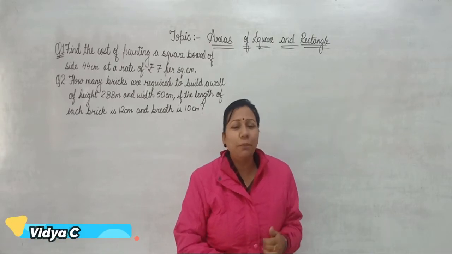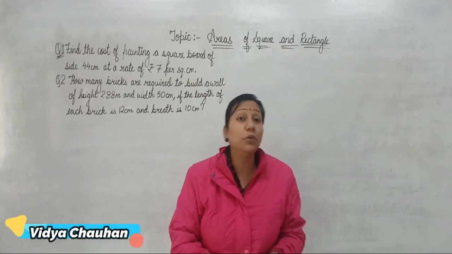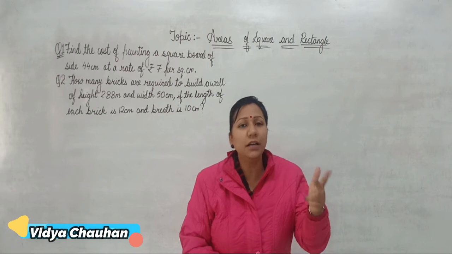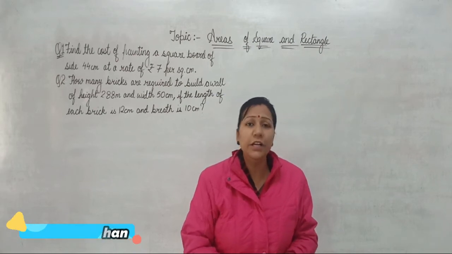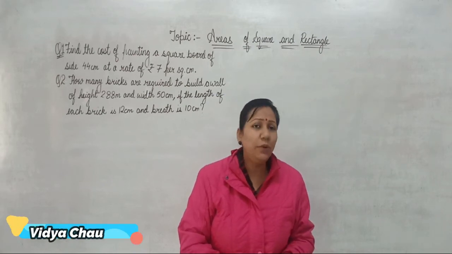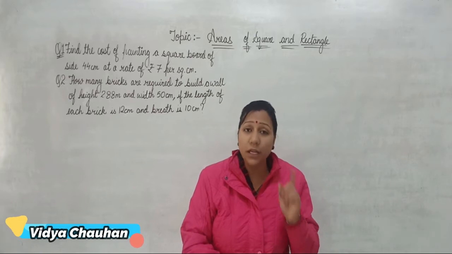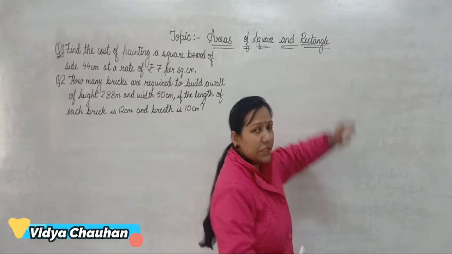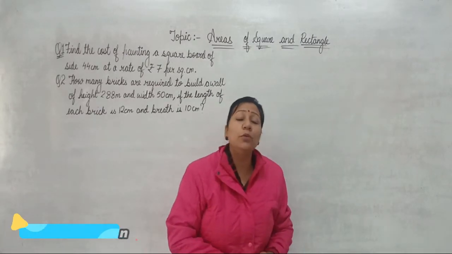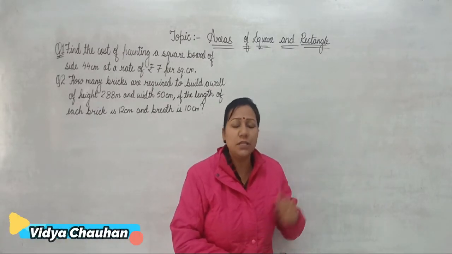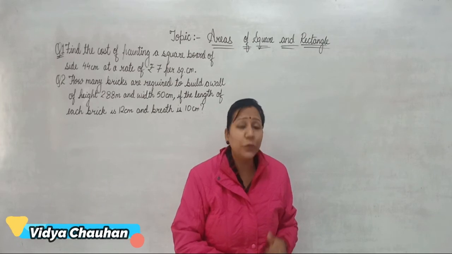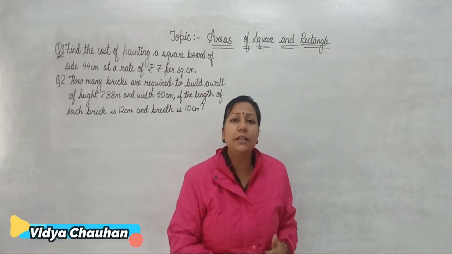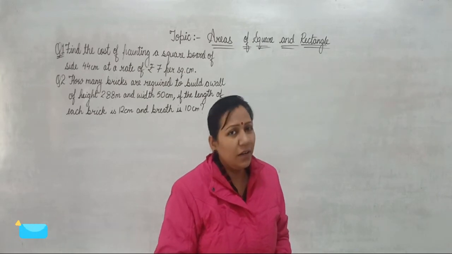Now students, in our previous lecture we discussed the perimeters of some shapes, that is square, rectangle and triangle. In continuation with the same, today we are going to discuss the areas of two figures, that is square and rectangle. We will discuss how to find the areas of these two figures and also the formula for calculating the areas of square and rectangle.